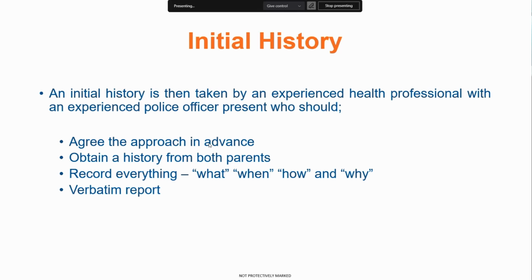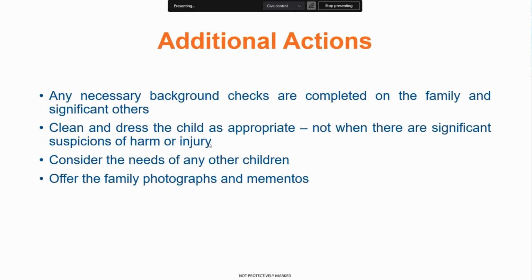Ideally, the paediatrician and the policeman would agree the approach in advance, so who would ask which questions and what we need to know. A history from both parents, if possible, would be taken, and we'd be recording the details of this conversation, including what happened, when it happened, how it happened, or why the parents think this might have happened. Writing down things verbatim is very important so that we have clear information for later. At the same time and in the background, any other background checks are completed on the family and any other known significant others.